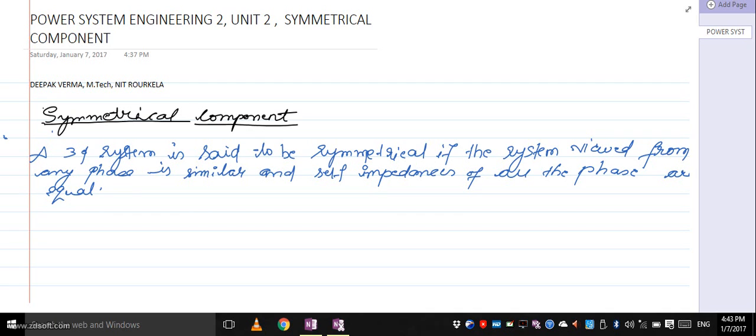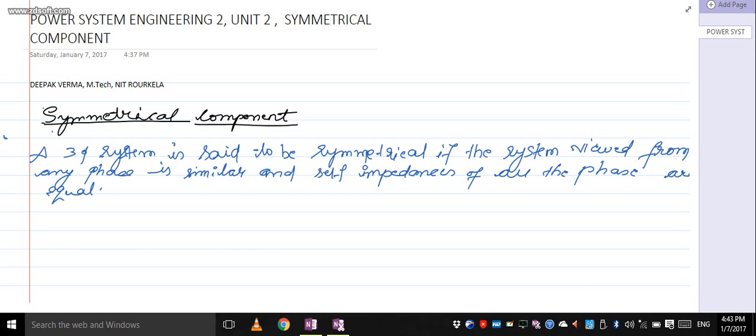Okay, so friend, today we are going to study the symmetrical components in power system 2. So you can see the definition. A three-phase system is said to be symmetrical when the system viewed from any phase is similar and self-impedance of all the three phases are equal.